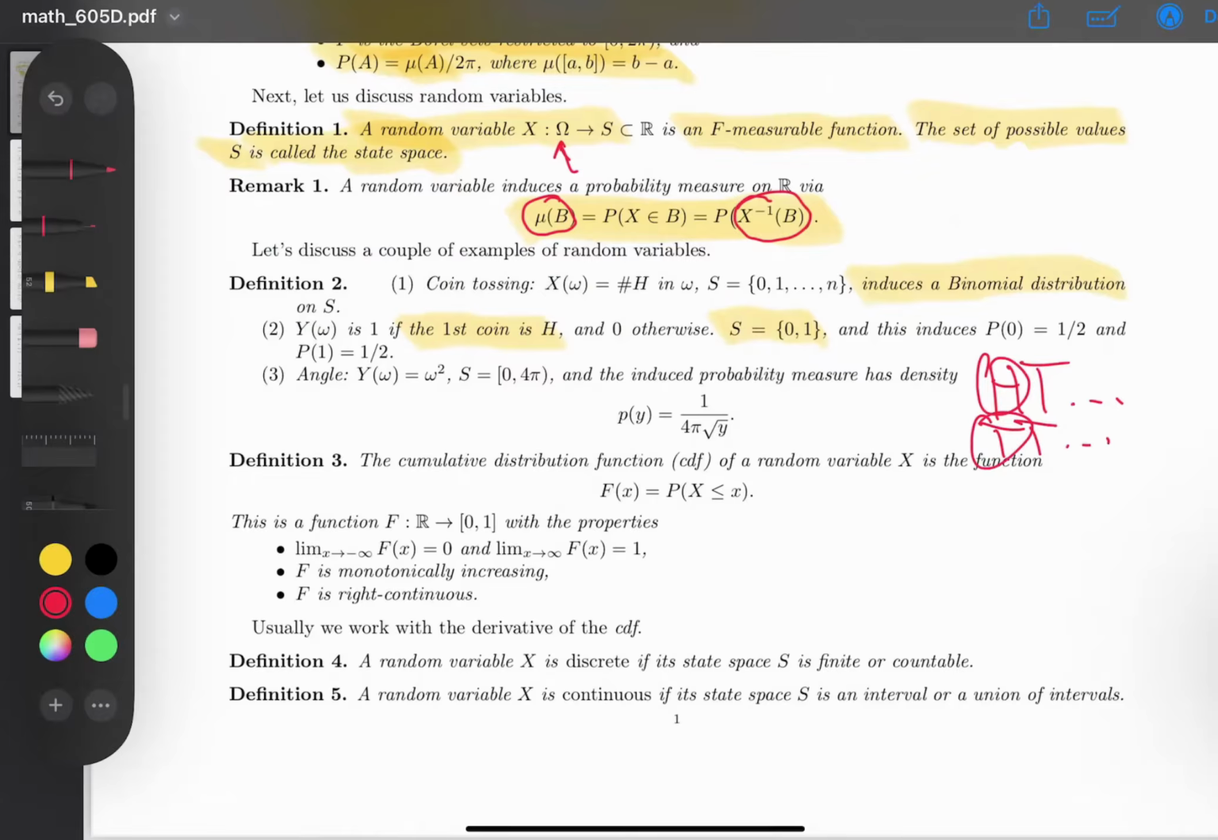And this exactly is going to define the following probability measure: P of 0 is going to be equal to 1/2, because only half of the outcomes can be heads. And the probability of 1, that we're going to get tails, is also going to be 1/2.